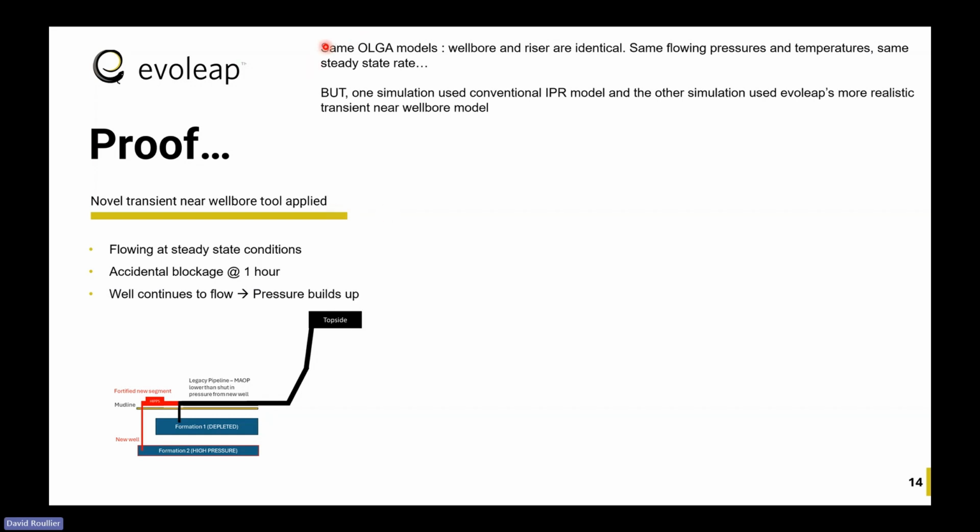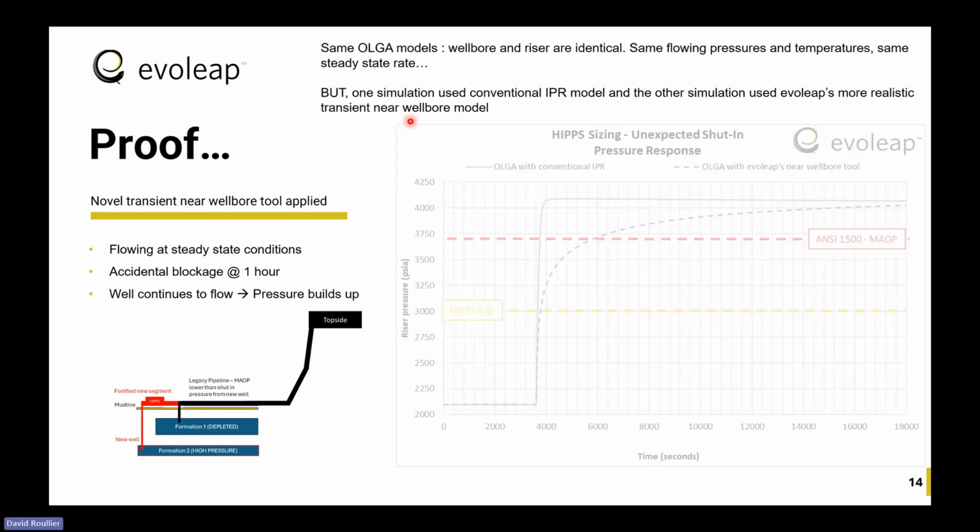So I want you to understand the results you're going to see have exactly the same Olga model. So the wellbore, the tubing, the riser, the piping, everything is identical. It has the same steady state flowing pressures and temperatures, okay? And also, of course, the same flow rates, okay? However, one simulation used the conventional IPR model, and the other simulation uses our more realistic transient near wellbore model, which considers the compressibility of the reservoir.